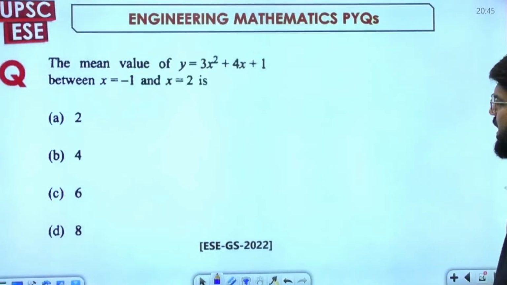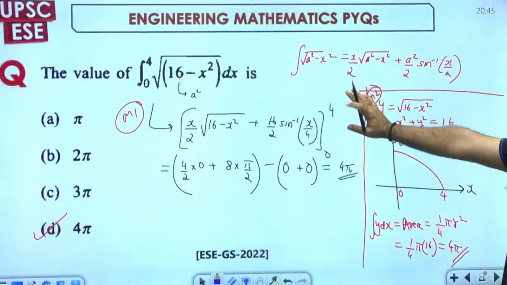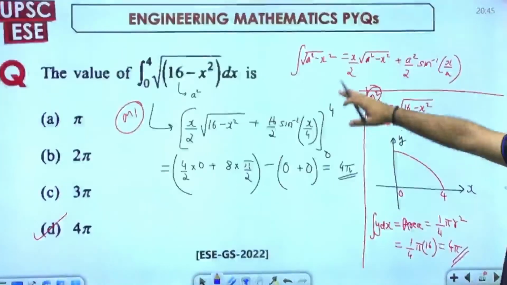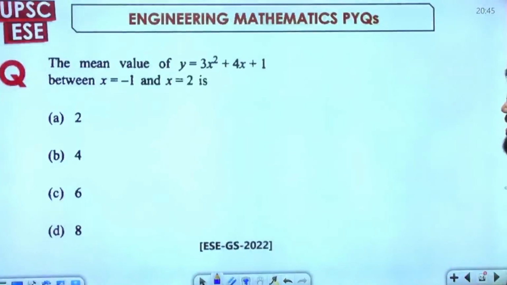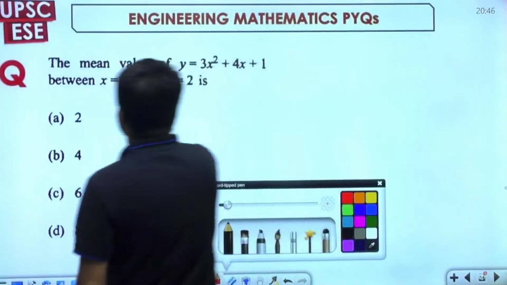Okay, next question. Again, see 2022. Now these last 3-4 questions are more or less very easy. Prior to that, we had some good questions, but these last 3-4 questions are very easy actually. This is also very easy. Mean value. Okay, what is the mean value of this?